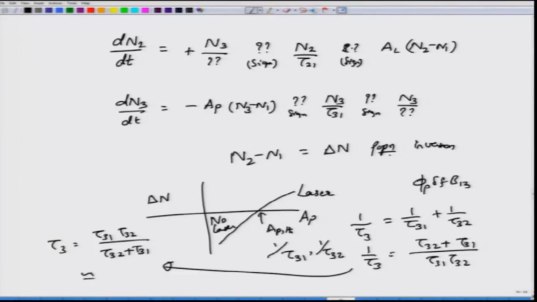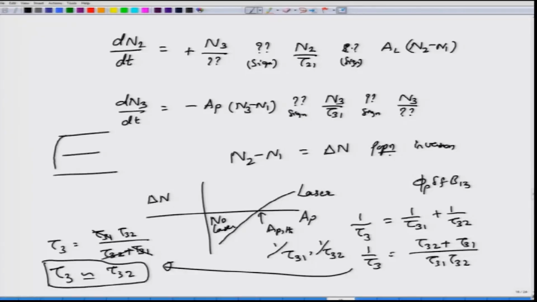The effective lifetime tau 3 can be approximated as tau 32 itself, because tau 31 is larger in the denominator compared to tau 32. So, this will go away and then tau 31 cancels out and you get tau 3 effectively as tau 32, and this is desirable. This is in fact the critical condition that is necessary. If you have a matter in which this transition time is much faster compared to this transition time which is much slower, then you will not be able to sustain population inversion. So, this is bad for our laser application. That is one condition that we wanted to talk about.